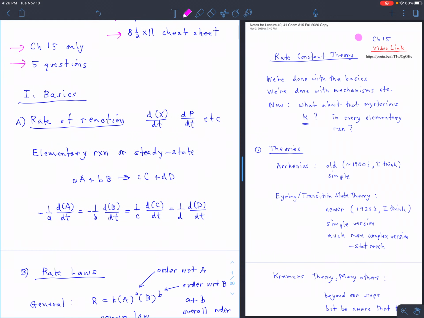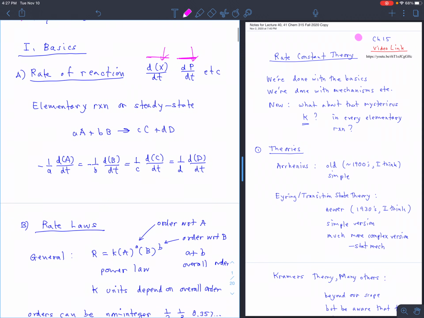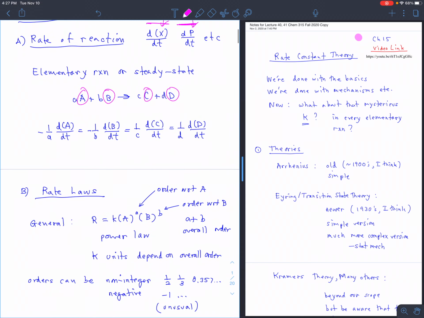All right, so starting with the basics of kinetics, the rate of reaction itself. The definition of the rate of reaction is the rate of change of something that correlates or relates to concentration. Oftentimes it's concentration itself, sometimes it's pressure, sometimes it's other quantities that relate to concentration. That's straightforward enough. If the reaction is elementary, then the rates of reaction for the various different possible species, both reactants and products, are related to each other. That's true if it's an elementary reaction or if it's a steady state reaction.